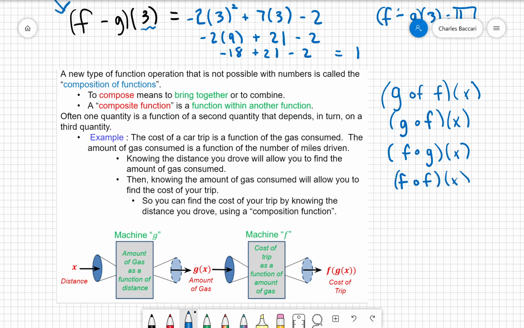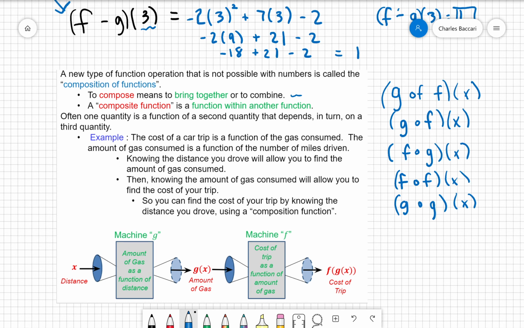So you can even do f of f of x. That's another possibility. And then you can do g of g, and so on and so forth. You can basically compose any function that you'd like. To compose means to bring together or combine. I'm just reading the PowerPoint from up here right now. The composition function is a function within another function.